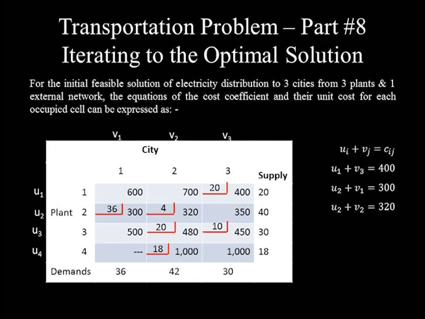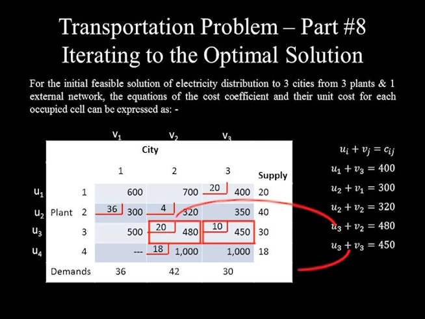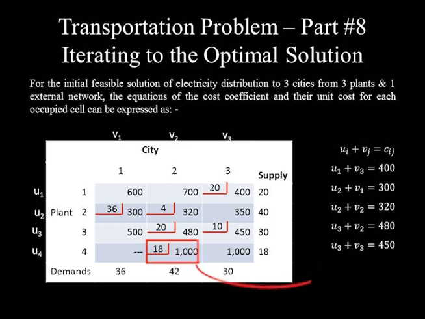By the same analogy, U sub 3 plus V sub 2 is equal to 480, and U sub 3 plus V sub 3 is equal to 450 for the occupied cells in column 2 and column 3 of row 3 respectively. For the occupied cell under column 2 of row 4, the equation is U sub 4 plus V sub 2 is equal to 1000.